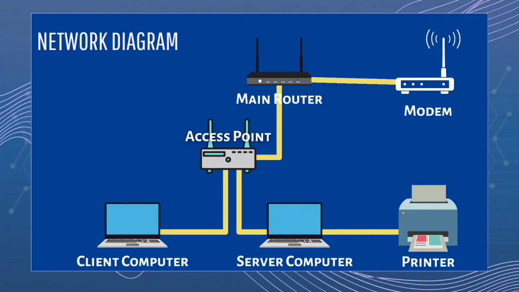This is the network diagram of our LAN setup. With file and printer sharing, the client computer can share files with the server computer and can print files using the printer even if they are not directly connected to each other.